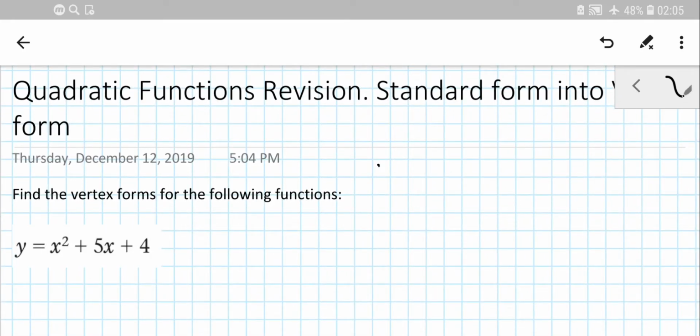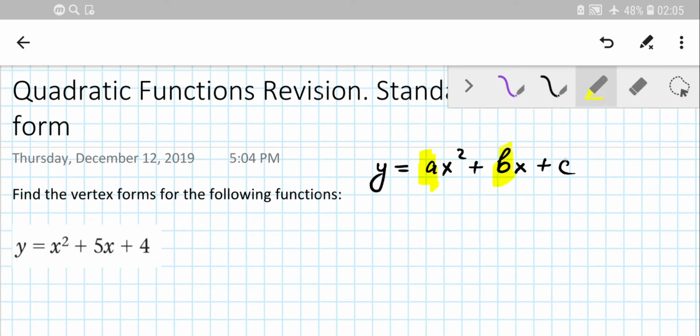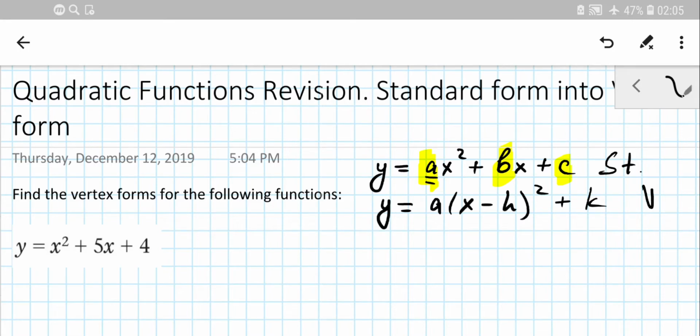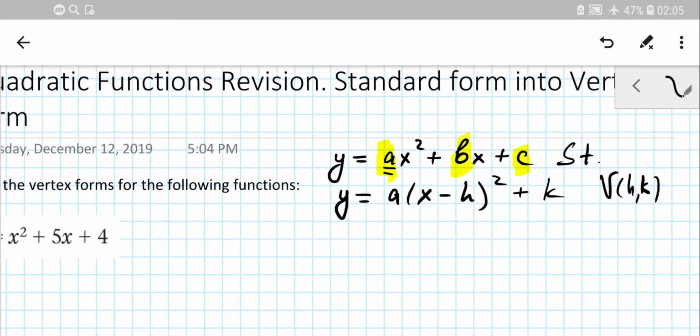I remind you that first of all we need to remember the standard form for a quadratic equation is the following: ax squared plus bx plus c, with coefficients a, b, and c. So that's standard form. And for the vertex form, we have the same coefficient a, but it's factorized: a times (x minus h) squared, where h is the x vertex coordinate, plus k. So that's the vertex form, where h, k are the coordinates for the vertex.